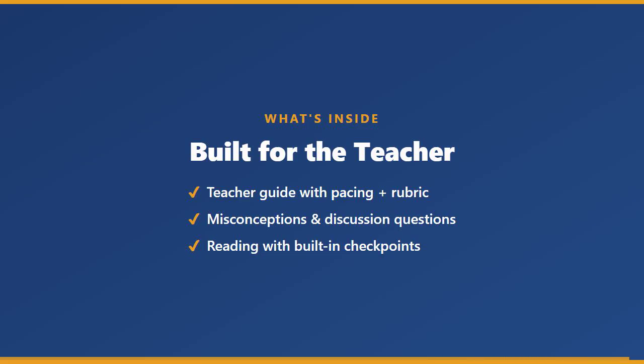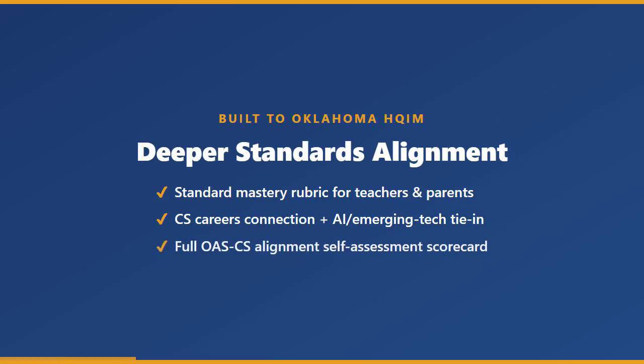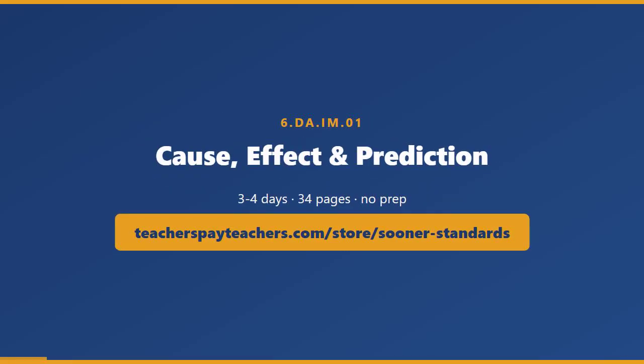This unit includes a standard mastery rubric for teachers and parents, a visual comparison chart of data uses, a CS Careers connection, and an AI connection, all built to the Oklahoma HQIM rubric. Plus a 10-question assessment with answer key, group and individual activities, vocabulary puzzles, a family letter, and a certificate of achievement. That's 3 to 4 days of no prep, HQIM-aligned instruction across 34 ready-to-print pages.